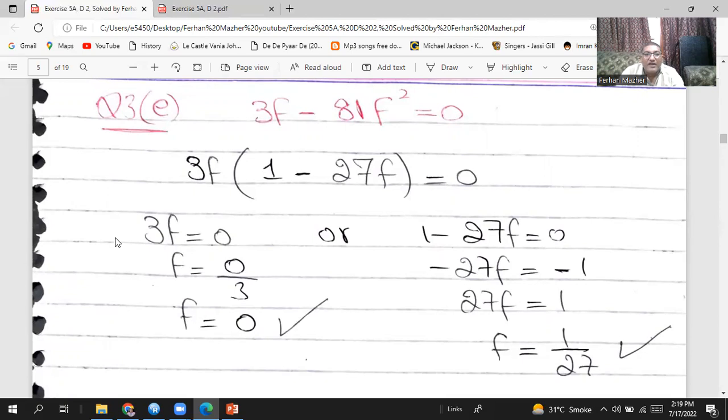So we will make 3f equal to 0. f will be equal to 0 divided by 3, and f will be equal to 0. I will make 1 minus 27f equal to 0. So minus 27f will be equal to minus 1. The minus signs cancel from both sides. So 27f is equal to 1. So f will be equal to 1 divided by 27. So that's the second solution of this quadratic equation.